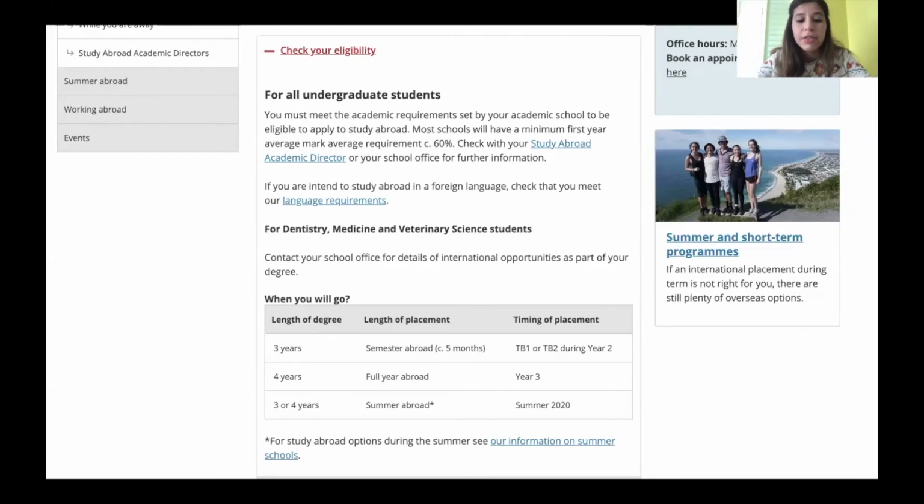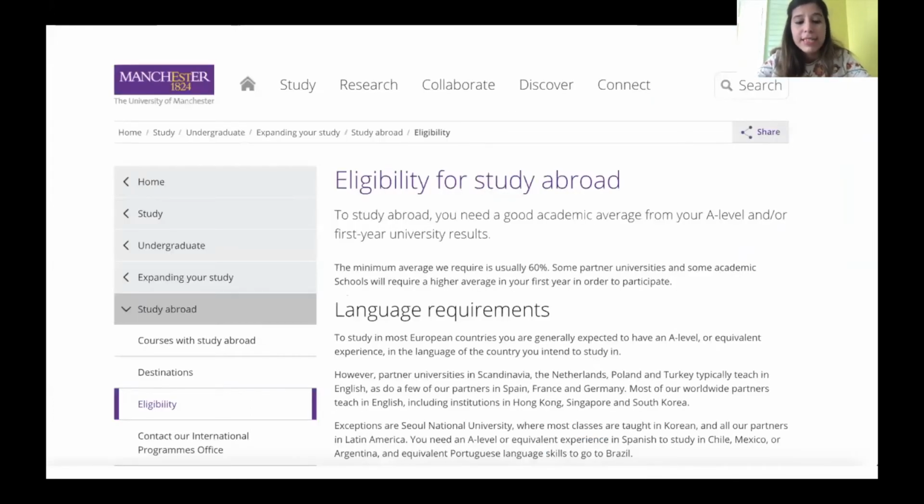So earlier I mentioned that especially if your course does not incorporate a year abroad, there are going to be requirements that you'll need to fulfill in order to study abroad. This is from the University of Bristol. Note how it says that you need to meet a minimum first year average requirement of 60%, and note how the length of your degree affects the length of your placement. Likewise, this is from the University of Manchester, and as you can see, they also ask for a good academic average as a requirement to study abroad. So just be aware of these requirements, as you'll first need to meet them in order to qualify to go abroad.